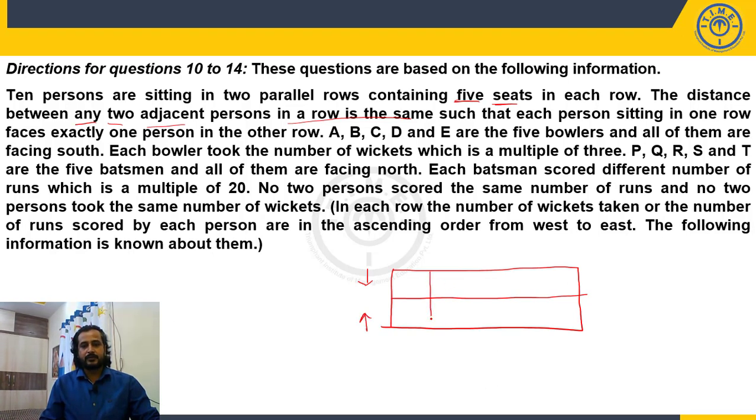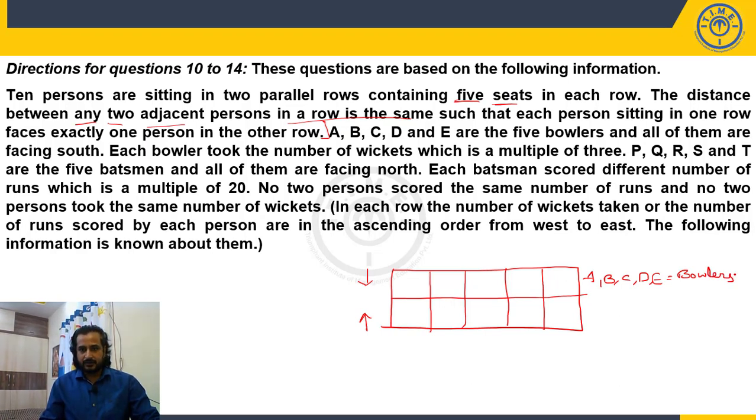And how many persons' information is given? 5 persons. 1, 2, 3, 4 and 5 persons. So this should be our basic structure. And what else is given? A, B, C, D, E are the 5 bowlers and all of them are facing south. So who are facing south? A, B, C, D, E, and clearly it is given they are bowlers.